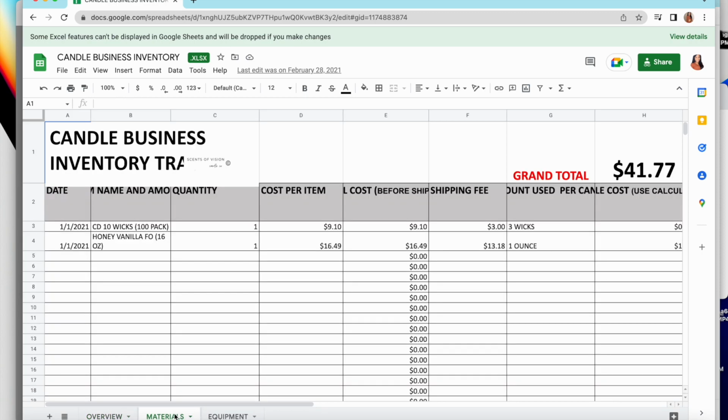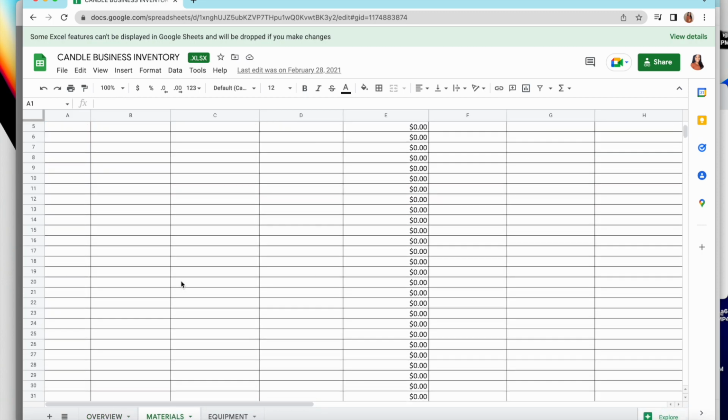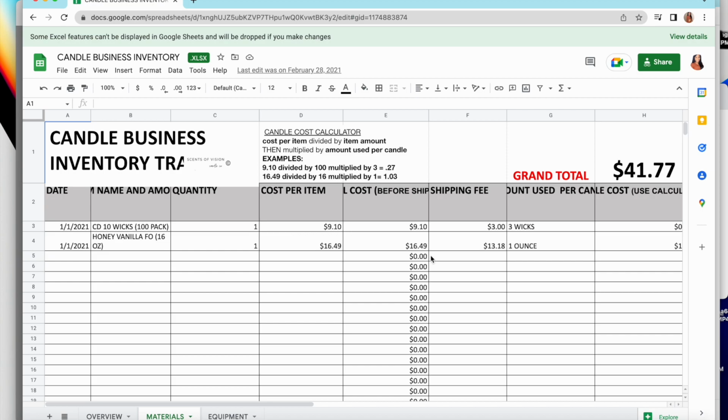Here would be the materials tab. This is where you'll log all of your materials to keep track. And as I mentioned before, there's an automation to calculate your candle costs here in terms of formulas. They're specifically in line with making sure you are organized and the shipping fee is always accounted for. So a great example of this is if you order your wicks by themselves and then the shipping is $3, always incorporate that.